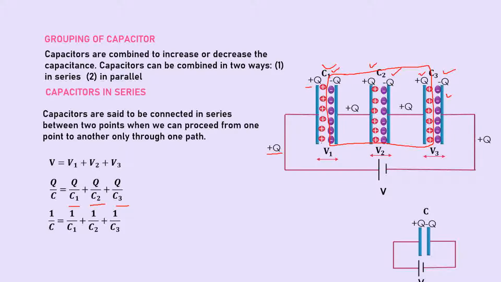If we take Q common on both sides, they will cancel out and we get 1 by C equal to 1 by C1 plus 1 by C2 plus 1 by C3. So from here we conclude that the reciprocal of equivalent capacitance is equal to the sum of the reciprocals of the individual capacitances.